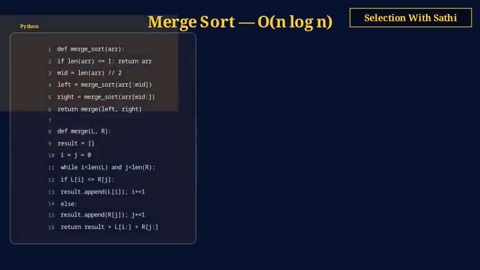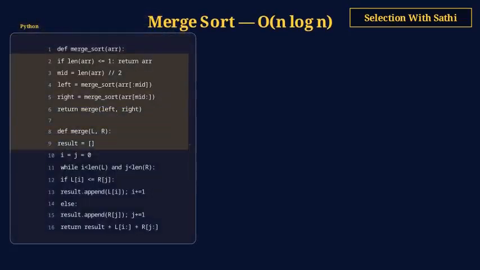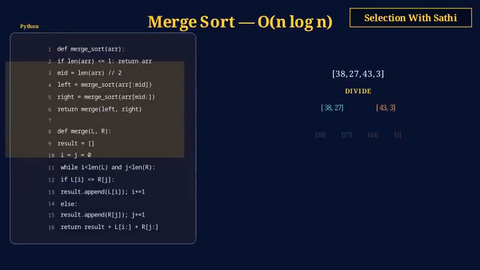Merge sort is the classic divide and conquer sorting algorithm. Look at line 4, divide the array at the midpoint. Lines 5 and 6, recursively sort the left half and the right half. Line 7, merge the two sorted halves.